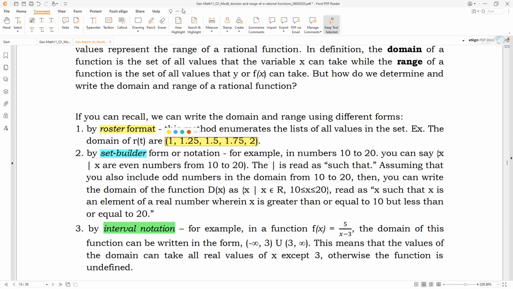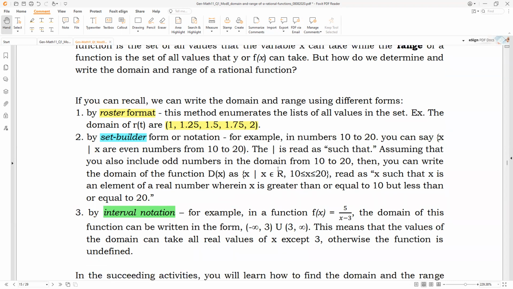But it can also be expressed in another way called the set builder. So what is set builder? This is how its form looks. It uses this squiggly bracket, okay? So it is read, these symbols with a vertical line, this is actually read as "such that."